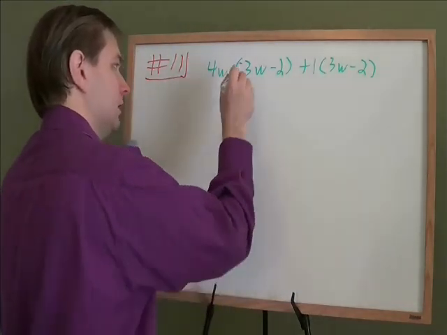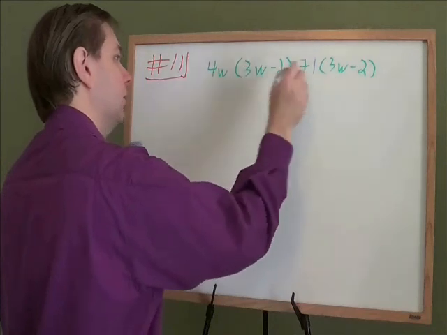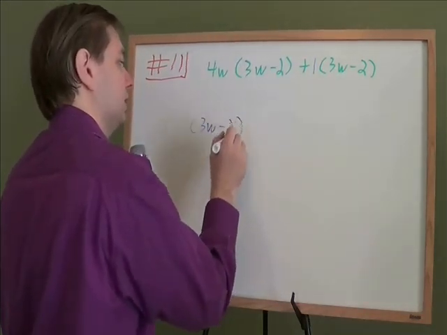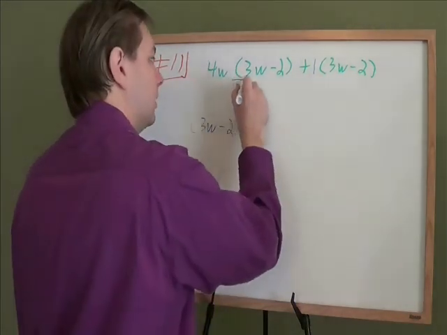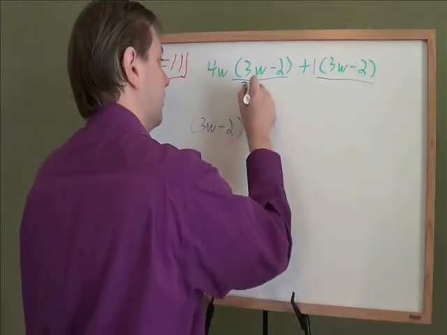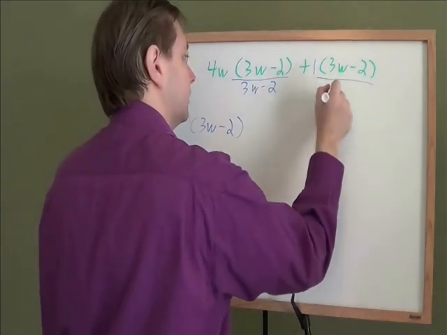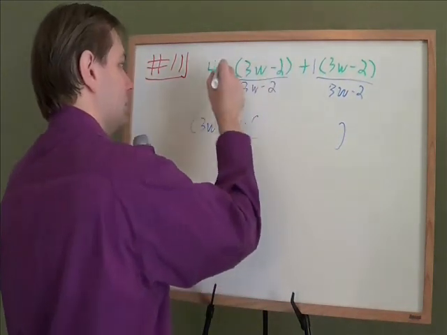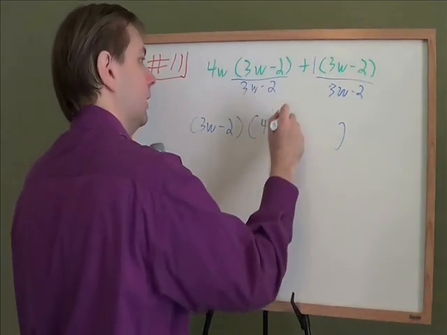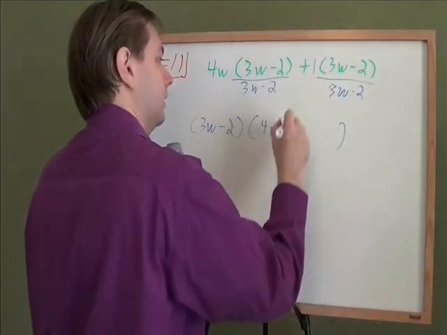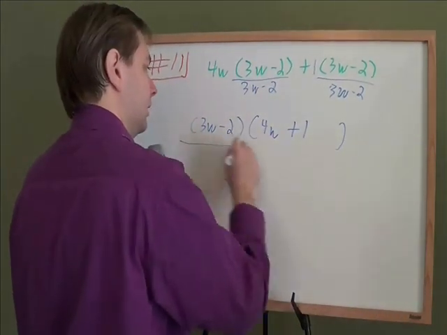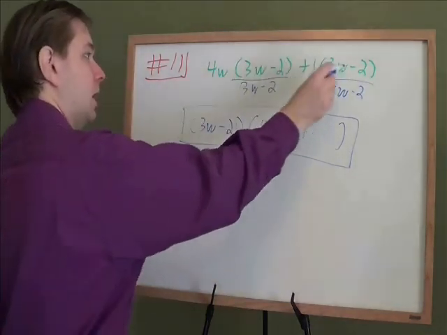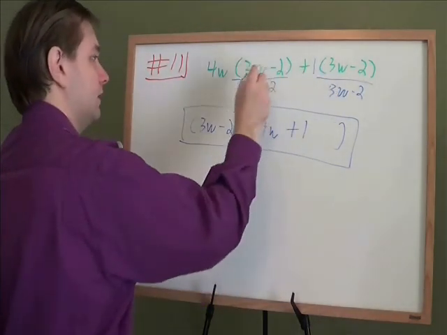Because the next step is that both of these things have 3w minus 2, so we will factor out that entire piece, 3w minus 2. And what do you get when you divide out the 3w minus 2? Well, here 3w minus 2 cancels out. You're left with 4w. Here 3w minus 2 cancels out, and you're left with plus 1. And that is your answer. This problem is just about being able to factor out complicated looking things, which factor out just like simple x's would.